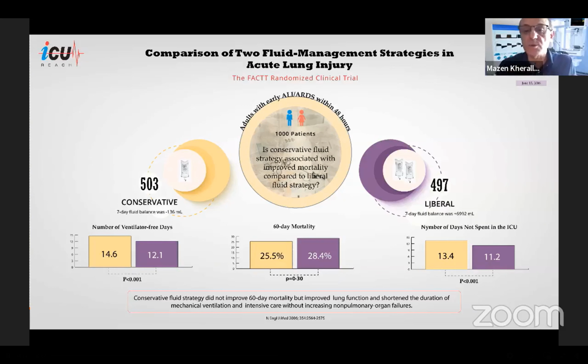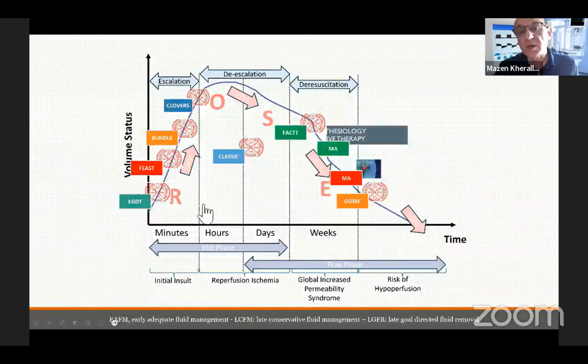After stabilization, within 48 hours, 1,000 patients were randomized to receive either a conservative strategy compared to a liberal strategy, and you can see that within 7 days they ended up having 7 liters on board on average. Here, they were in the minus. So mortality rate was not different. However, we were able to extubate those patients easier or faster. So that was a positive study in terms of length of stay on the ventilator.